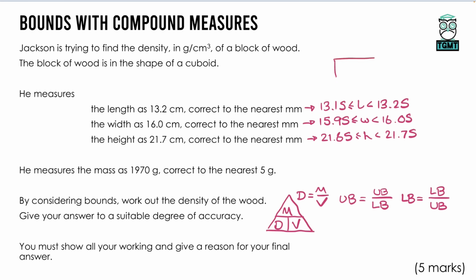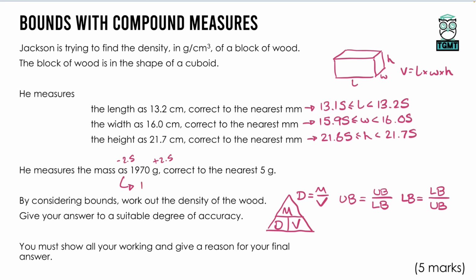Now if we're going to need to work out the volume of the cuboid, remember to work out the volume of a cuboid, you do the length times the width times the height. So the volume is going to be length times width times height. We also have a mass down here which is correct to the nearest 5 grams. Now if it's correct to the nearest 5 grams, that means we have to add 2.5 and subtract 2.5 grams from that number to get our bounds.